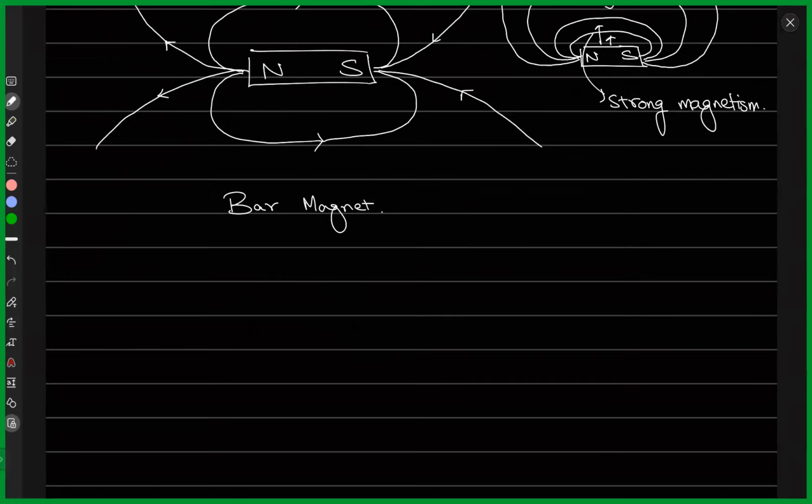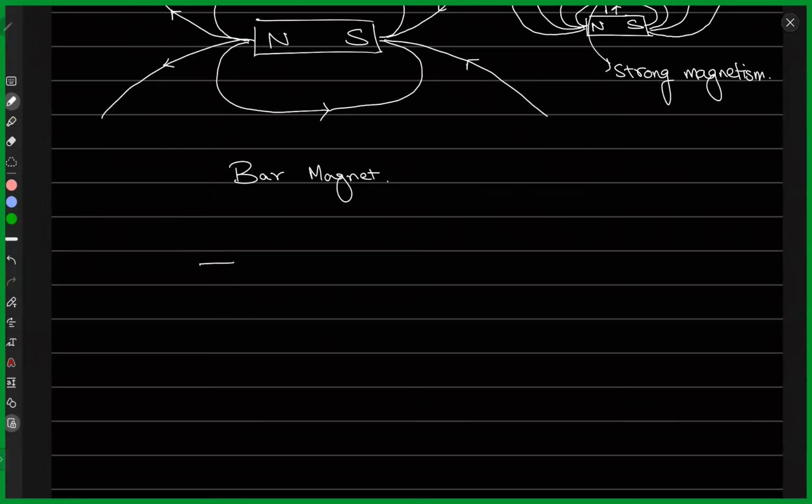Now, suppose I have two magnets like this, and suppose this is north, south, and this is south, north, right? And I bring these two magnets closer together. We know that the magnetic field lines tend to go from one pole to the other, specifically from north to south, right? So the field lines between these two magnets would look something like this.